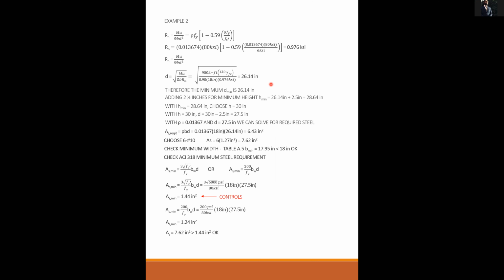Is it the A sum of 1.4 inches squared? No, it's not there. It's in here.